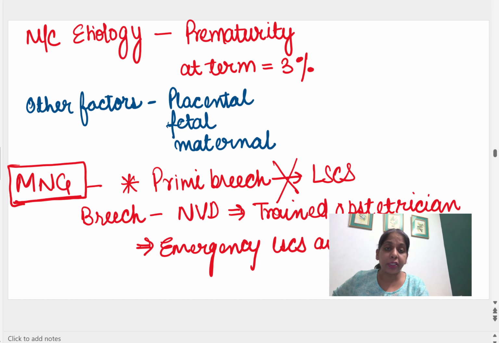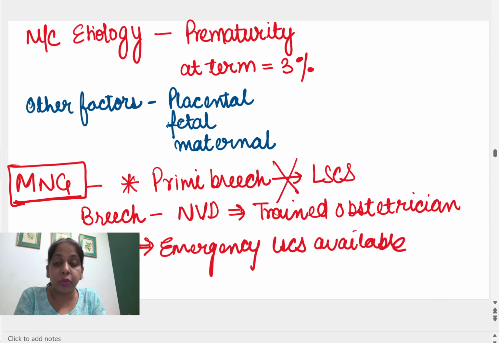How are we going to manage? I don't know why we have this myth that primary breech should be done cesarean. Please remove this myth that primary breech should be done cesarean. No, this is a myth. Breech delivery should be done only by a trained obstetrician who is expert in doing the breech delivery. That's it. Okay, so breech will be done normally only by a trained obstetrician who is expert in breech delivery.